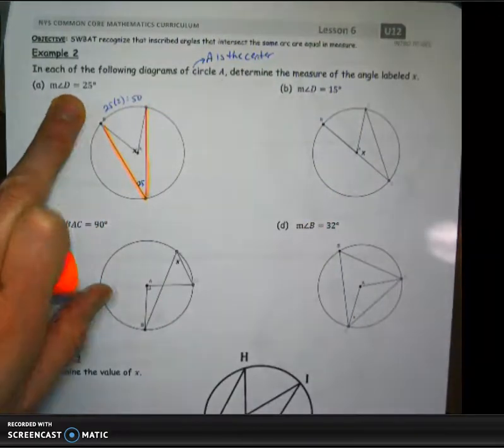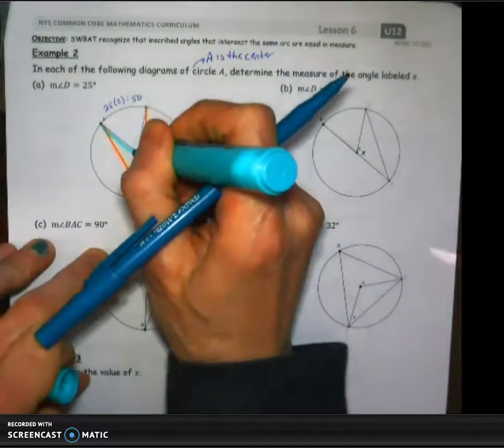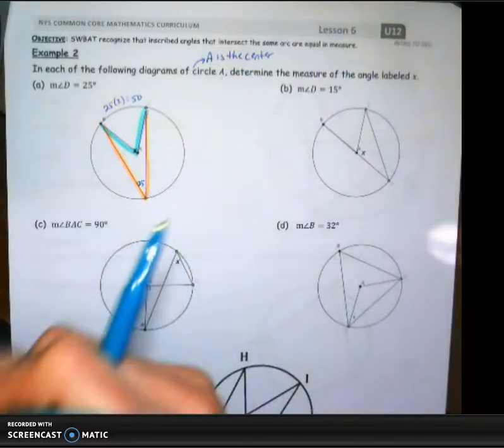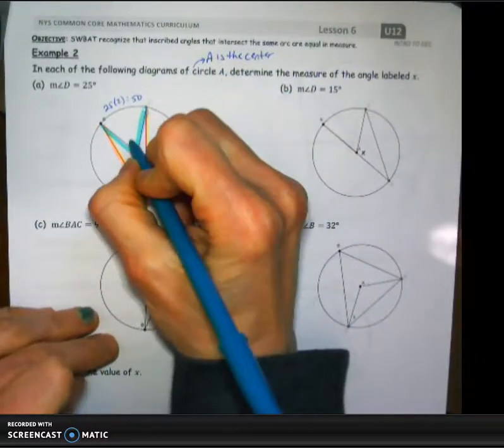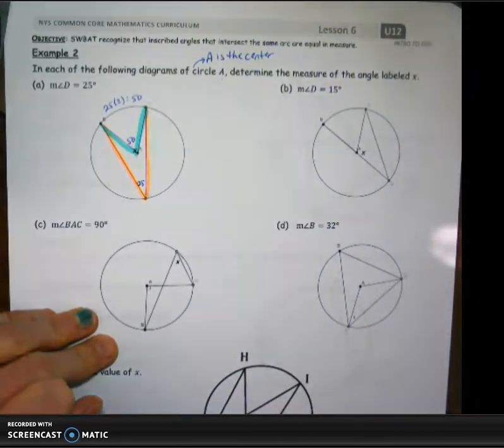So that means that the measure of this angle X, which occurs at angle BAC, A is the center, that makes this a central angle, and central angles are equal to the arc.